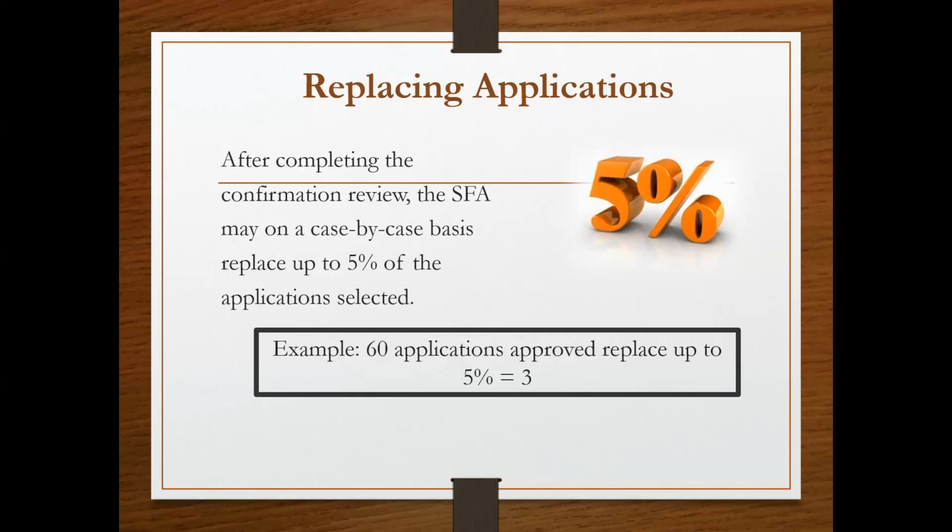Let's say that this happens and there is 1 day left before verification ends. You find out on November 14th that the student has withdrawn. You reach out to the state agency for an extension and you verify another like application. And again, you can only do 5%. So if you have 60 applications approved, you can replace up to 5%, which is 3 applications. And this is on a case by case basis, it just depends on if you need this option.